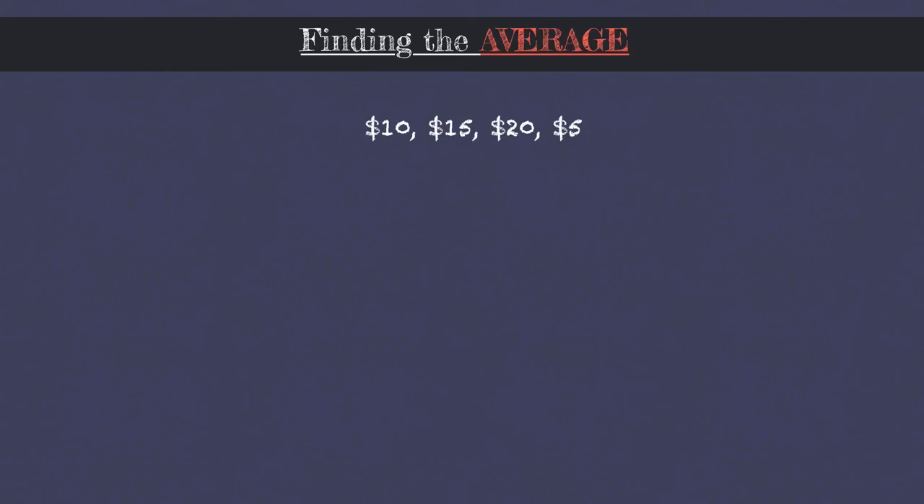Well, we know that the formula for the average doesn't change. So average will always be the sum of terms divided by the number of terms. So when we plug this into our formula, the sum of terms is going to be 10 plus 15 plus 20 plus 5, which is simply 50. And the number of terms is going to be 4.